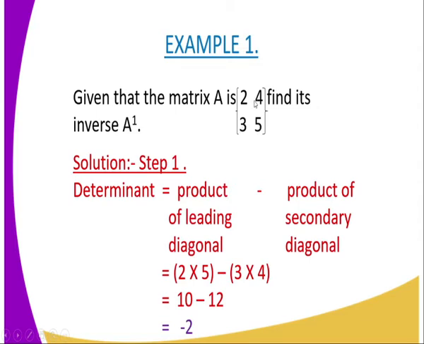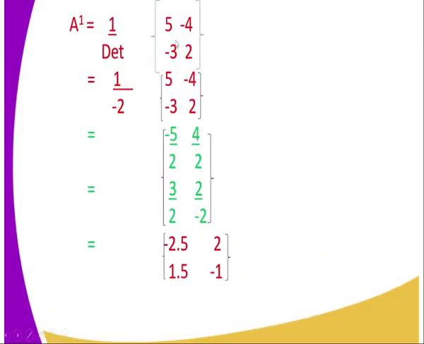Then after that, you're supposed to change the sign in the secondary diagonal. Therefore, instead of writing positive 3, you write negative 3, and instead of writing positive 4, you write negative 4, as you can see in this example here. You can see I have changed the sign in the secondary diagonal, and I have interchanged the digits in the leading diagonal.